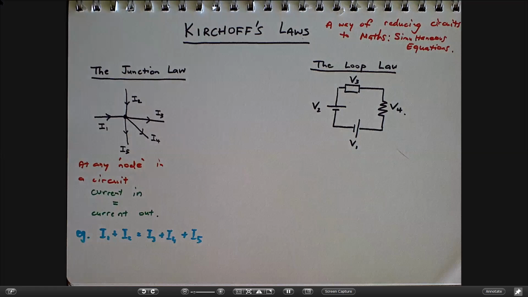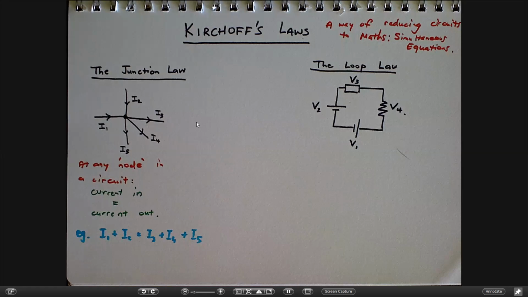So we're basically just saying whatever current goes into a particular point, that's going to be exactly balanced by the amount of current coming out. So that has to be true, or else you're going to have current, like electrons building up at a particular point in your circuit, and that's not what happens. Okay? So at any node in the circuit, the current in is equal to the current out. The loop law is maybe slightly harder to get your head around, but not much harder.